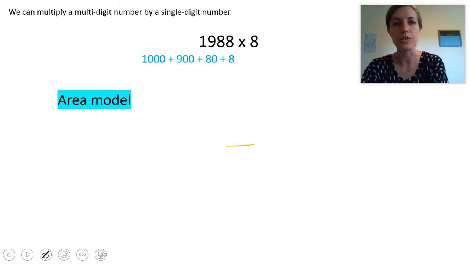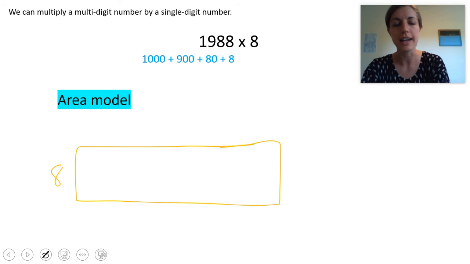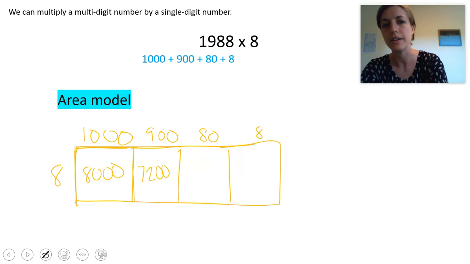So for the area model, I'm going to draw out a large rectangular model like this, and I label my short side 8, and then I label my long side with each of those place values, 1,000, 900, 80, and 8. Then I multiply to find the area of each section. So 8 times 1,000 is 8,000. 8 times 900 is 72 hundreds. There's my zeros. 8 times 8 tens is 64 tens, again with the zeros. And 8 times 8 is 64.